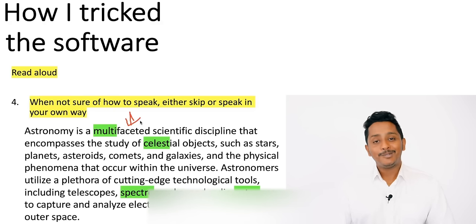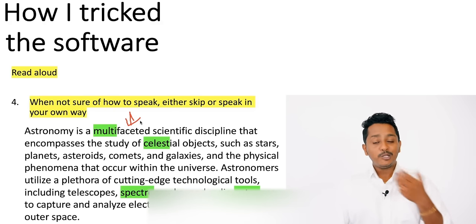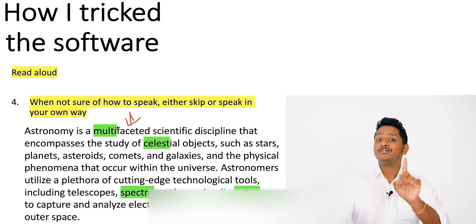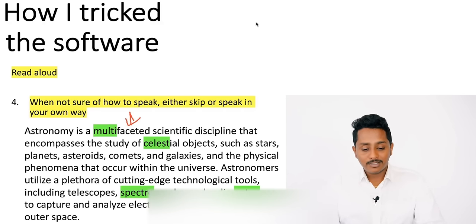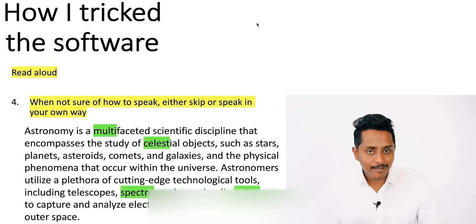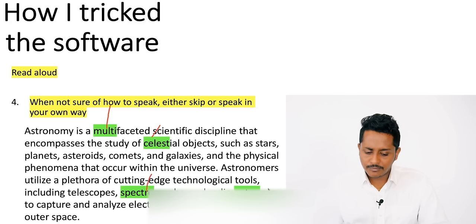Gone case. No, then probably you can speak multi. Will that be a problem? No problem. Problem is when you fumble. So these words that I've highlighted in green, I'm going to speak in my own way. Multi-celeste spectro-anten. But let's see how I speak.